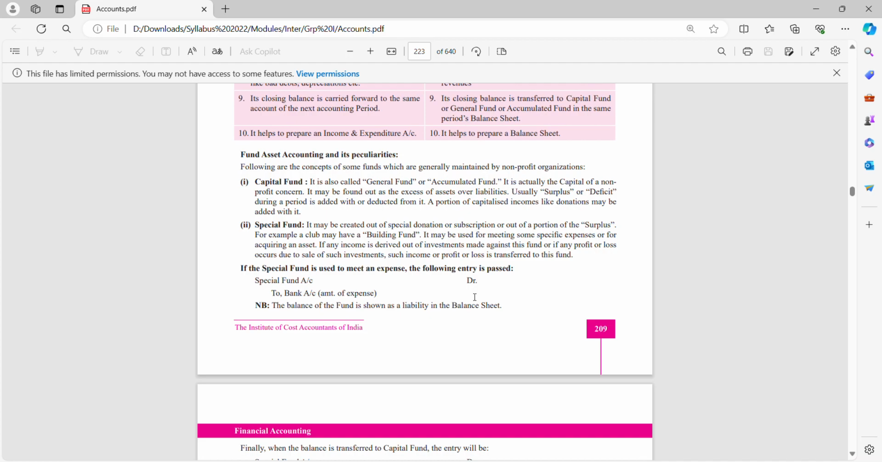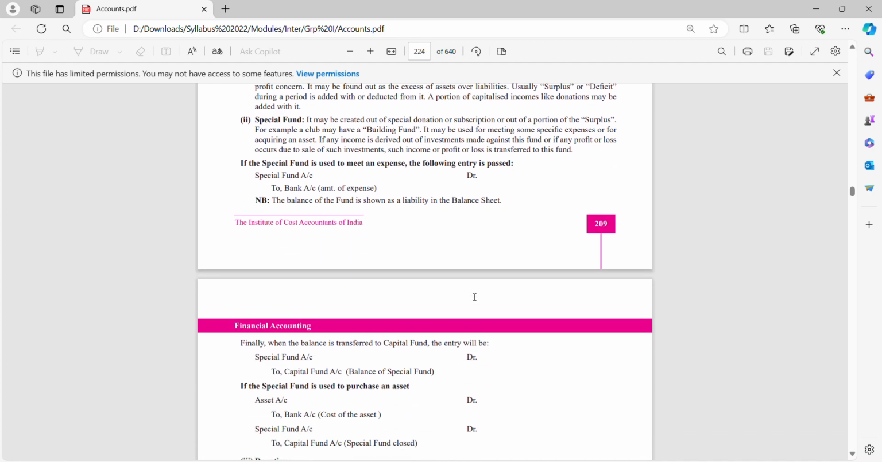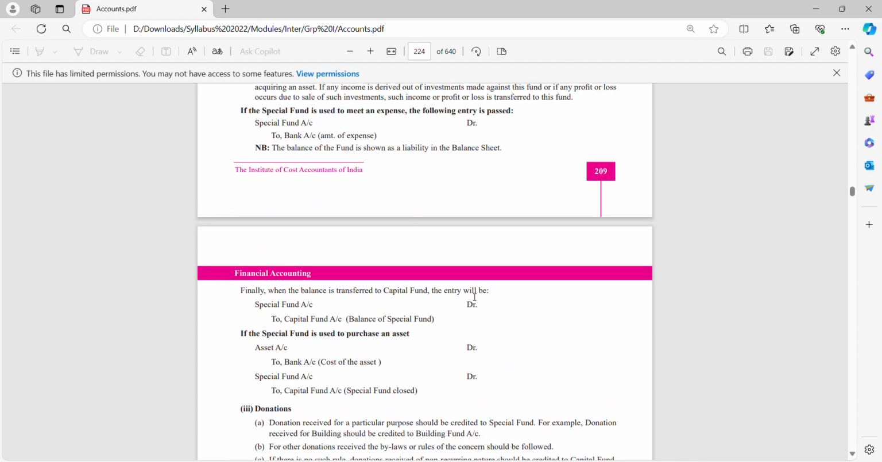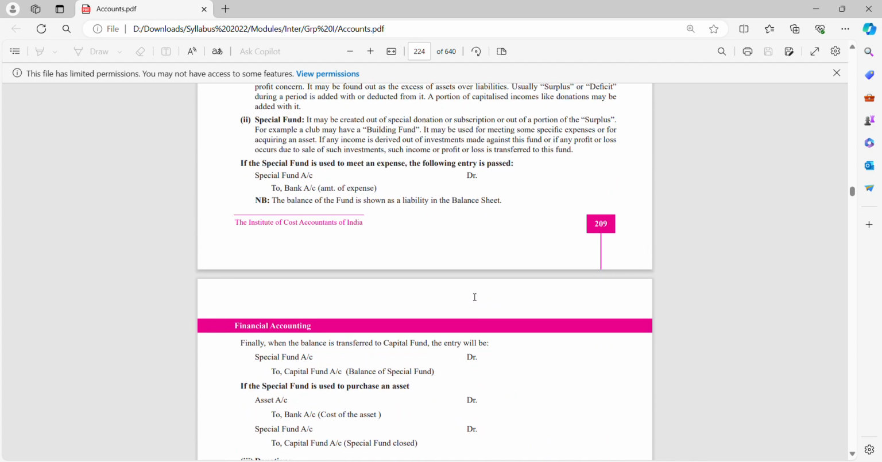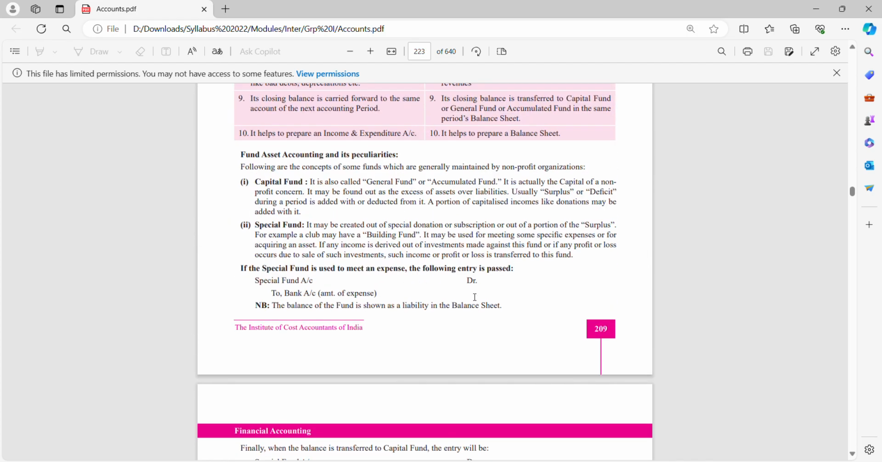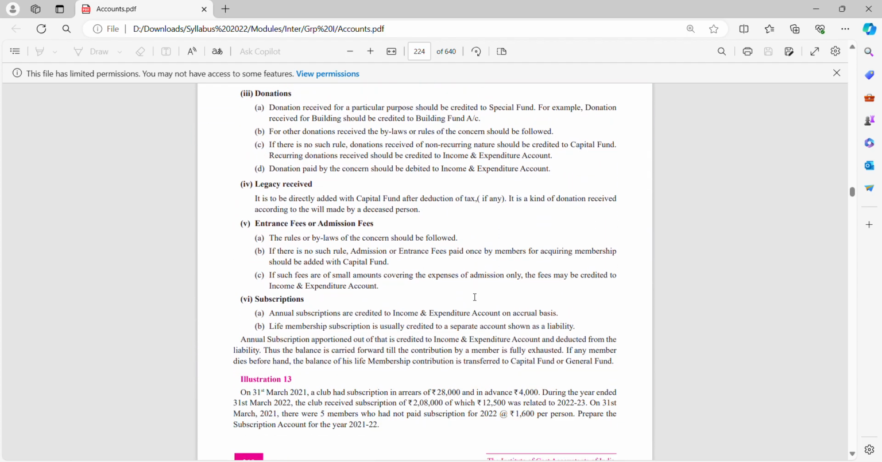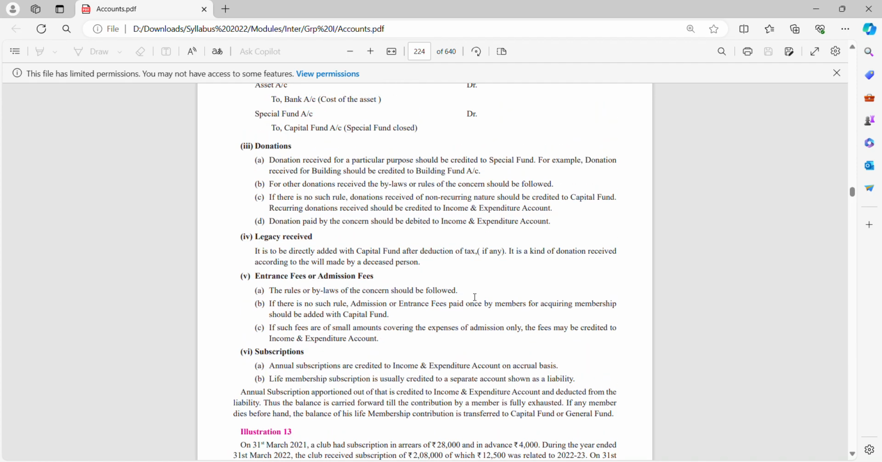Then, if a special fund is used to meet an expense, the following entries are passed. So we have journal entries, and the journal entries part we will do with numericals. So what is capital fund and what is special fund, that we have studied. Let us go for donations, legacy received and entrance fees.